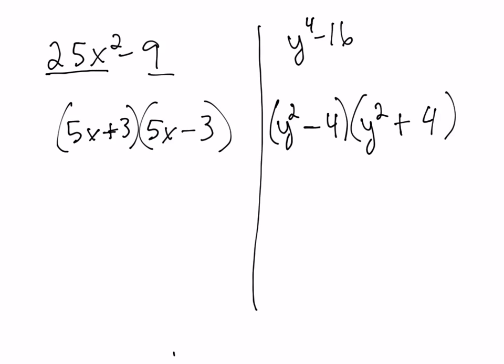Now, we're not quite done because this first binomial is, again, a difference of squares. Each term, y squared and 4, are perfect squares. So this one's going to factor into another set of binomials. Y squared is y times y. 4 is plus 2 minus 2.